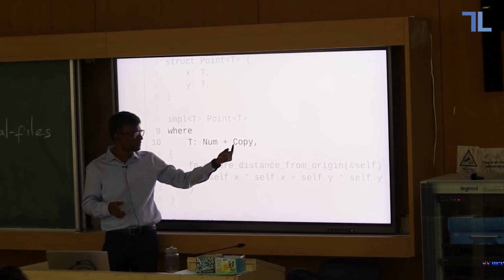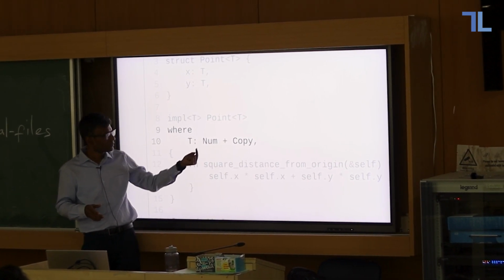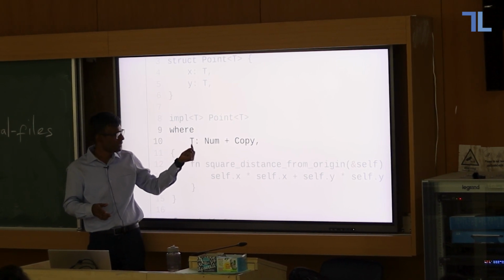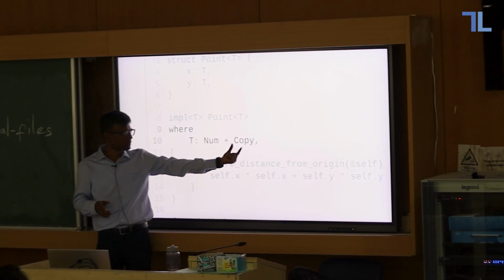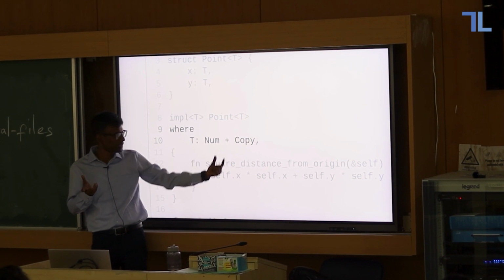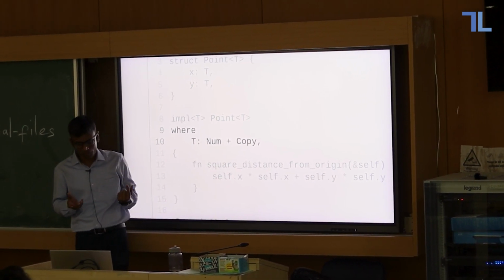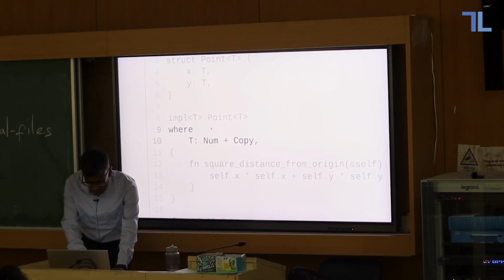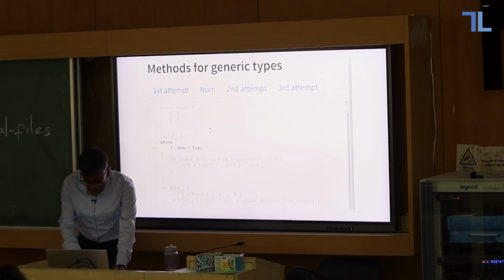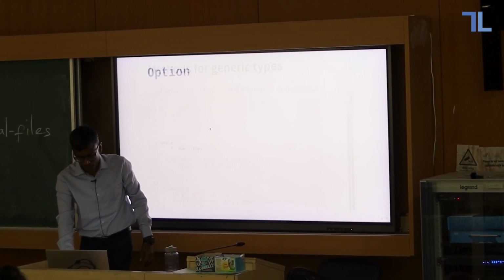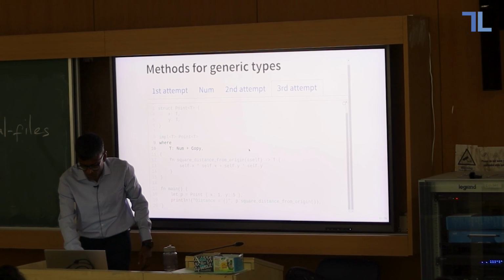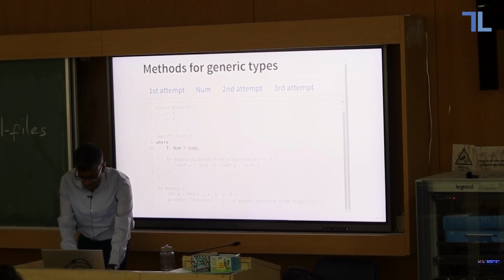But if this copy trait is added to T, that is, any object which automatically has copying enabled, then the square distance will work for that. And in our example, we are using integers. Integers by default have the copy trait. We don't have to implement that. So this will compile and it will print the distance.